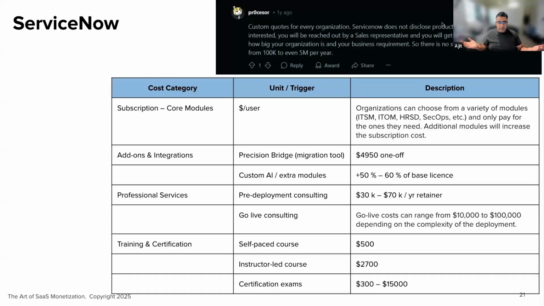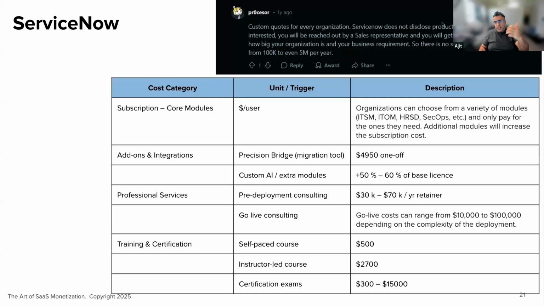Why should everything be transparent? If I'm selling to JP Morgan and I'm selling to the retailer down the street, it should not be transparent because JP Morgan is going to pay me 5 million. I'm not going to have the same pricing. So ServiceNow, this is what complex enterprise pricing looks like.